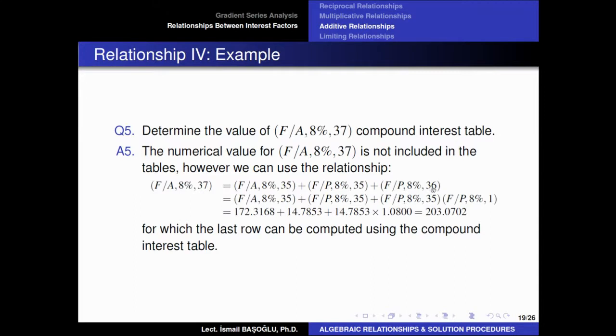But in order to calculate that, I can decompose this single payment compound amount factor using a multiplicative relationship as the product of single payment compound amount factors at 35 and 1 years. And as you can see, we have this value and this value is the same. One of them is multiplied with the single payment compound amount factor for 1 year, which is 1.08 automatically, because you know the interest rate, and actually no need to use a formula, no need to check the table for that compound amount factor. And there is 203.0702.